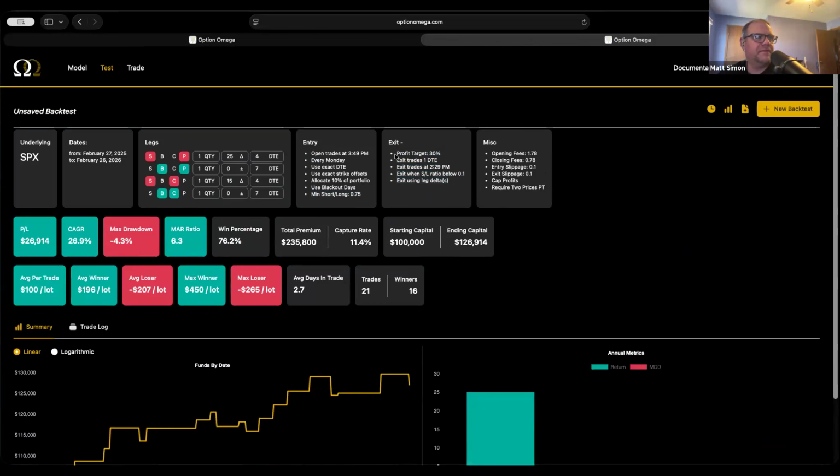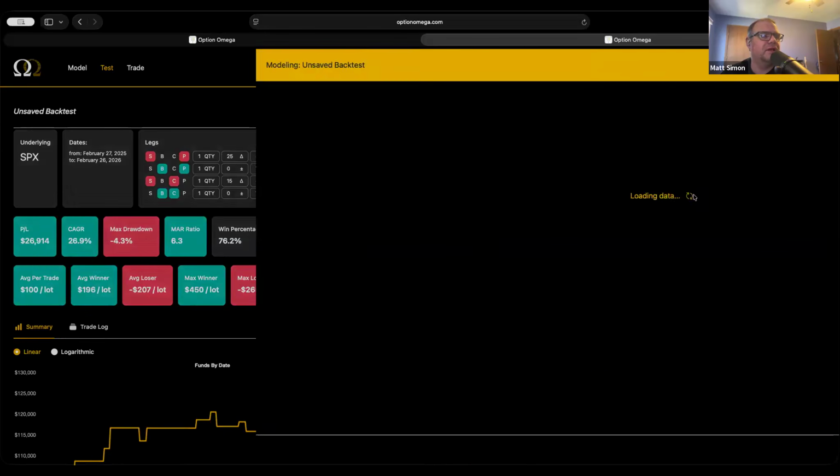So we've got a profit target, okay? We have an early exit, and we're exiting one DTE before at 2:30, or we're actually exiting at 2:29. So we get out before any news at 2:30. And then we also have an exit if the short long ratio totally collapses.